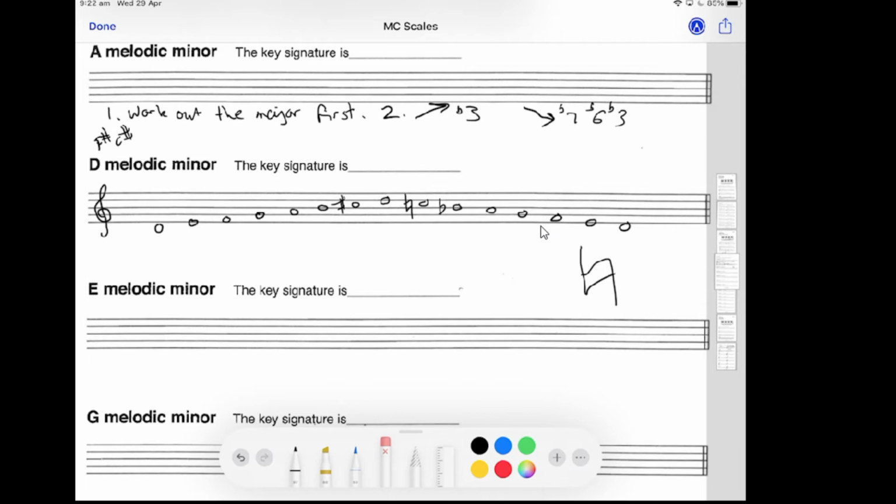There's the third flattened. Cool. And that is one scale completely finished. Don't worry about this part of the question here.